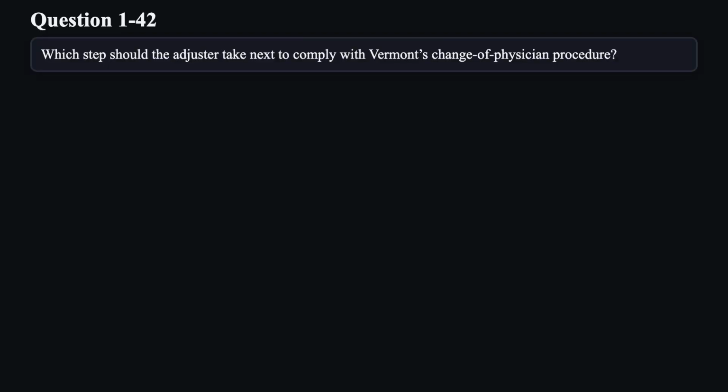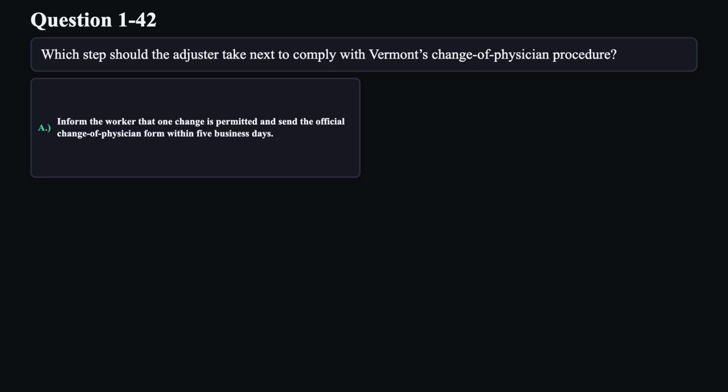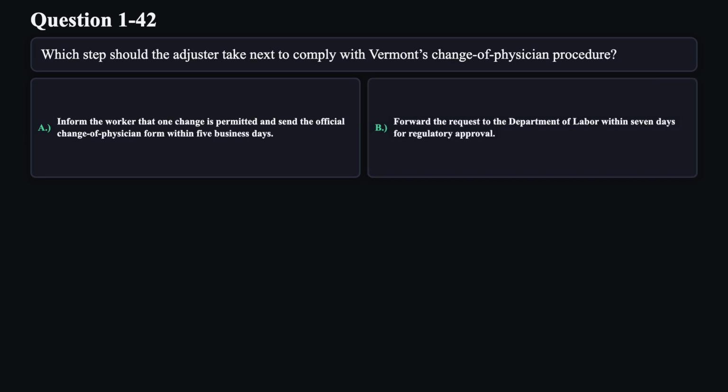Question 42. Which step should the adjuster take next to comply with Vermont's change of physician procedure? A. Inform the worker that one change is permitted and send the official change of physician form within 5 business days. B. Forward the request to the Department of Labor within 7 days for regulatory approval.